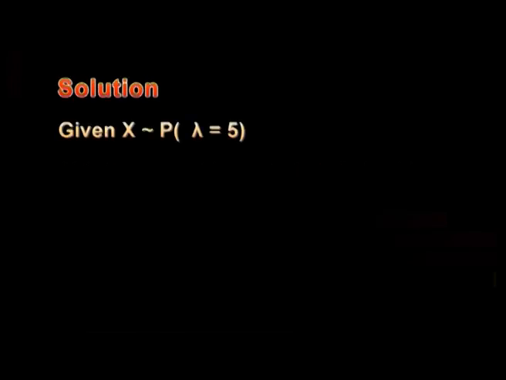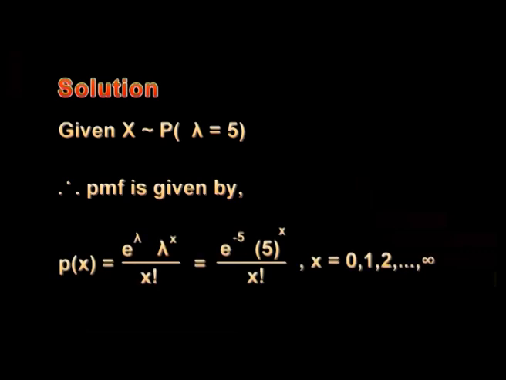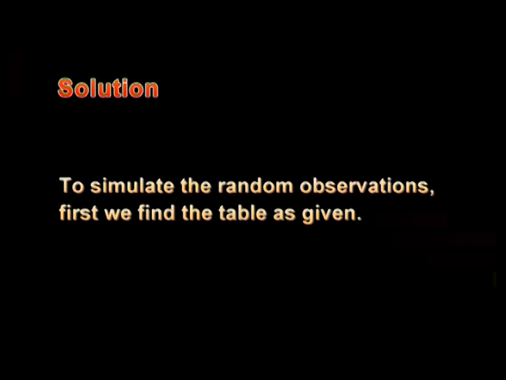Given that x follows Poisson distribution with parameter lambda is equal to 5. Therefore, the probability mass function is given by P of x is equal to e power minus lambda into lambda power x by x factorial, which is equal to e power minus 5 into 5 power x divided by x factorial, where x takes the values 0, 1, 2, etc. to infinity. To simulate the random observations, first we find the following table.